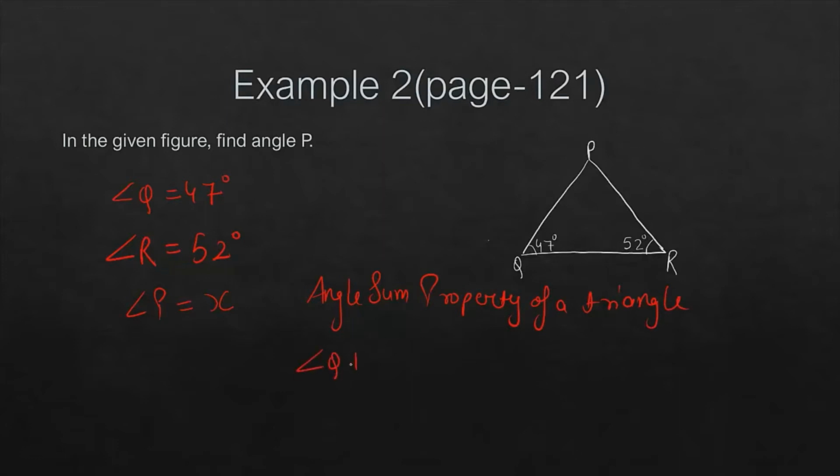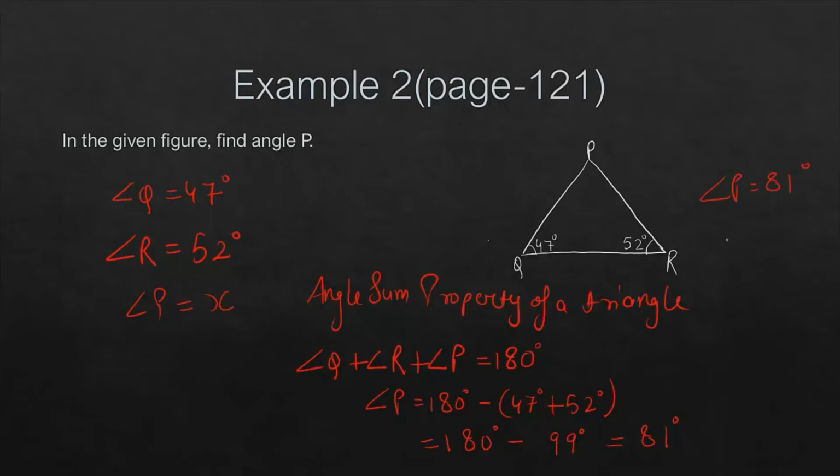angle Q plus angle R plus angle P is equal to 180 degrees, because the angle sum property of a triangle states that the sum of all three interior angles of a triangle is equal to 180 degrees. Okay, so angle P is equal to 180 degrees minus (47 degrees plus 52 degrees), which is 180 degrees minus 99 degrees, which is equal to 81 degrees. So angle P is equal to 81 degrees. Answer.